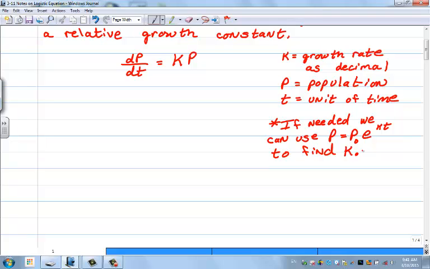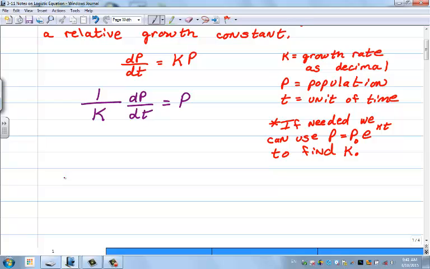Now, what we're going to do is slightly manipulate this equation so it looks like this. And I'm going to do this in a different color. All right. 1 over k, so I'm multiplying both sides by 1 over k. 1 over k times dP/dt is equal to the population. That will happen each time.